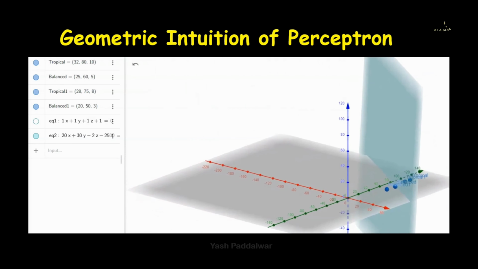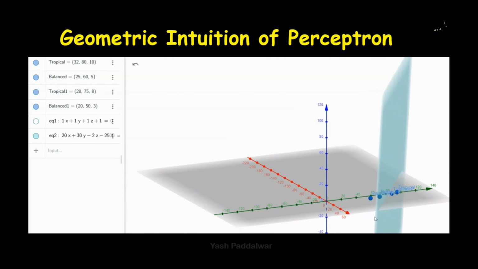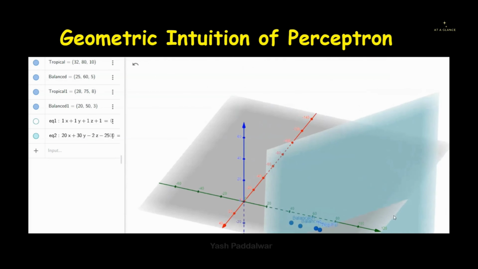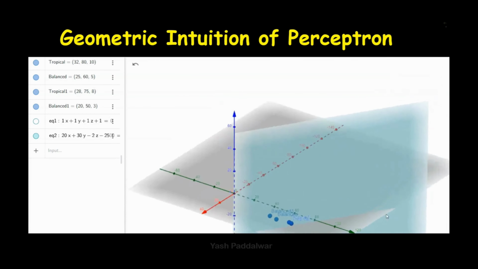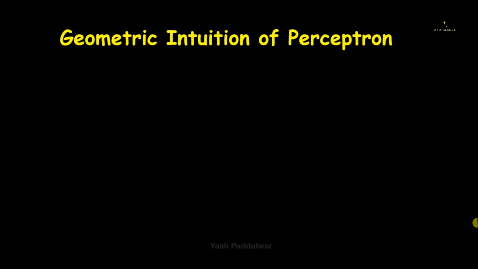And once we put it, if we get the value lesser than 0, then it will lie in the balanced class region, and if it is greater than or equal to 0, then it will lie in the tropical class region. So I hope the 3D intuition for this 3 feature dataset is clear to you all. Similarly, if it is 4 features, then we will require 4 dimensions and so on. So I hope everything related to perceptron geometric intuition is clear till now.